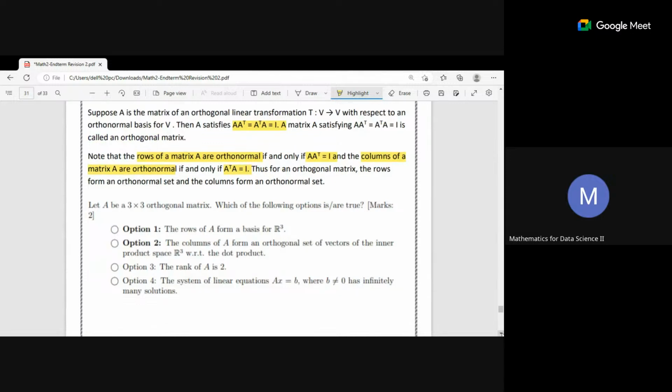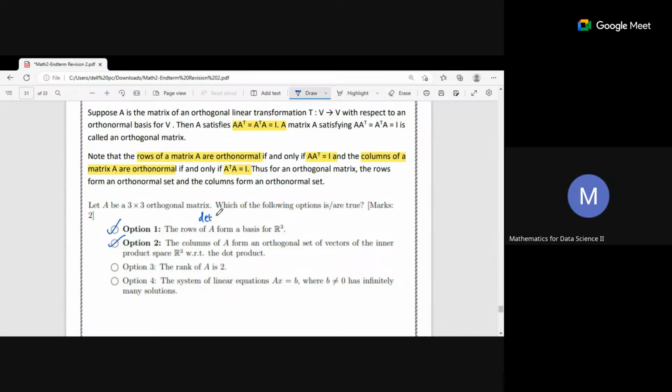So the very last problem of this session: let A be a 3 by 3 orthogonal matrix. Which of the following options are true? The rows of A form a basis for R3. Is that true? Yes, ma'am. It is true. What about the columns? True, that will also form a basis. The columns of A form an orthogonal set of vectors of the inner product space R3 with respect to dot product. Is it true again? Yes. What is the rank of such a matrix? 3.